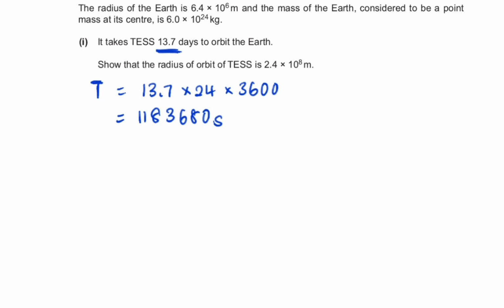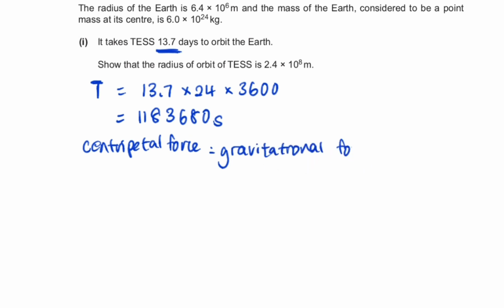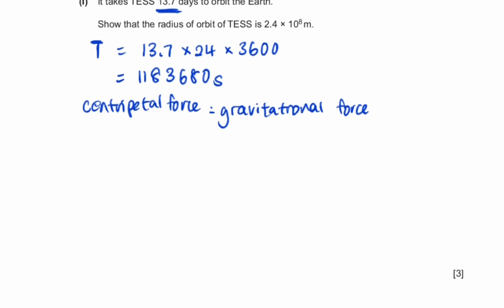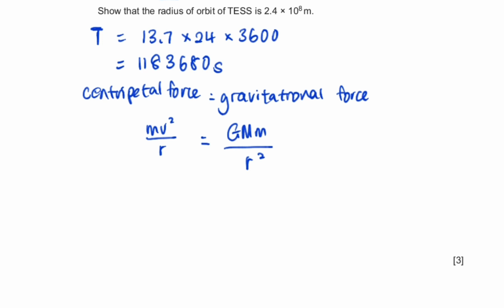Now we have to claim that the centripetal force is actually provided by the gravitational force. And this is why we can claim that the centripetal force, F is mv squared over r, is actually equal to the gravitational force, which is GMm over r squared. So now all we have to do is move this around and do a little bit of algebra to solve what we need to get.